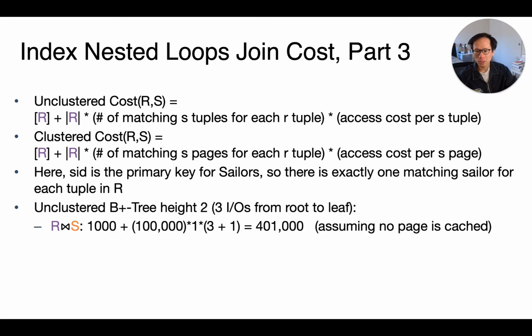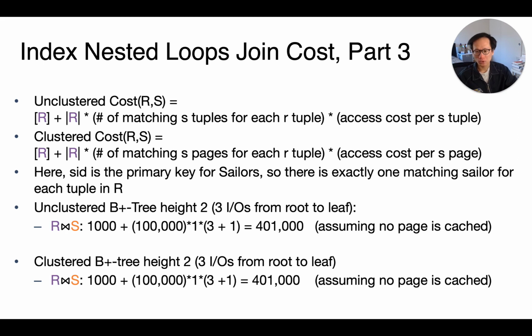if we have a B plus tree of height 2, remember, that's going to be 3 IOs from the root to the leaf based on the way we number things in this class. Then the cost here for the unclustered index is going to be bracket R, 1000, plus vertical bar R, that's 100,000 times 1, the number of matching S tuples, and 4, the cost of 3 to walk down the index from root to leaf, and 1 for fetching the actual tuple.